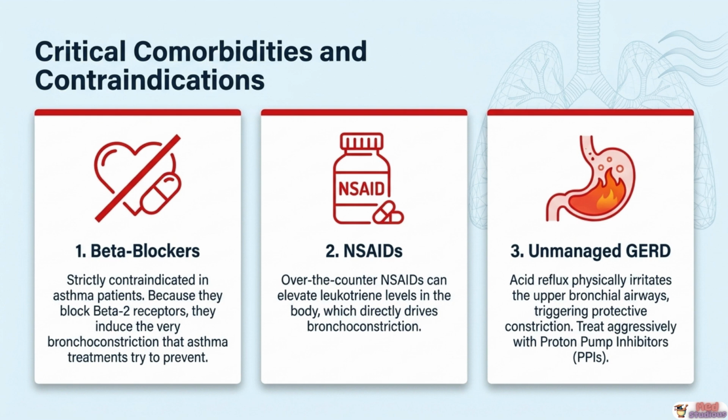Number 3, unmanaged GERD is a clinically significant asthma aggravator. Acid reflux physically irritates the upper bronchial mucosa, triggering reflex bronchoconstriction. In any asthmatic patient with GERD, treat the reflux aggressively with proton pump inhibitors, because uncontrolled acid reflux will make asthma much harder to manage.